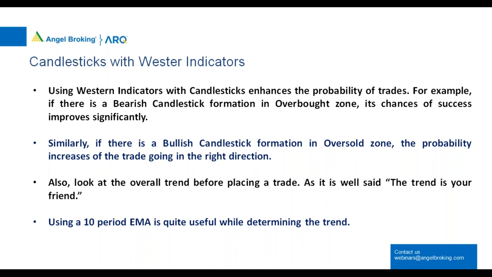Also, you should look at the overall trend before placing a trade. As it is well said, the trend is your friend. So you can use a 10 period EMA. That's quite useful in determining the short term trend. So Japanese candlestick patterns can be used very well for that. We'll just take a couple of examples.